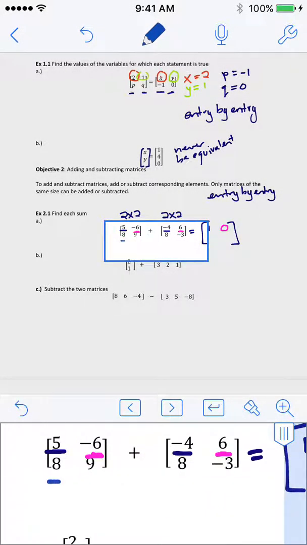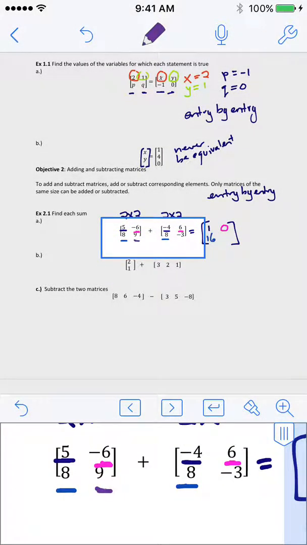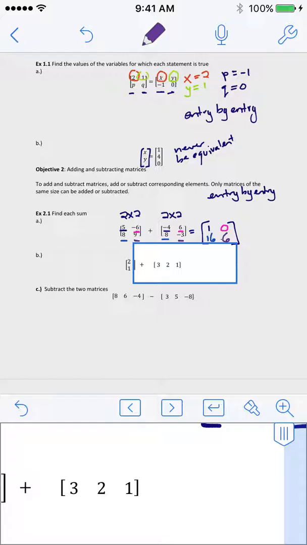Second row, first column, 8 plus 8 is going to be 16. And then this last one is second row, second column, 9 plus negative 3, or 9 minus 3, is 6. And we end up with this new matrix of 1, 0, 16, 6. Awesome.